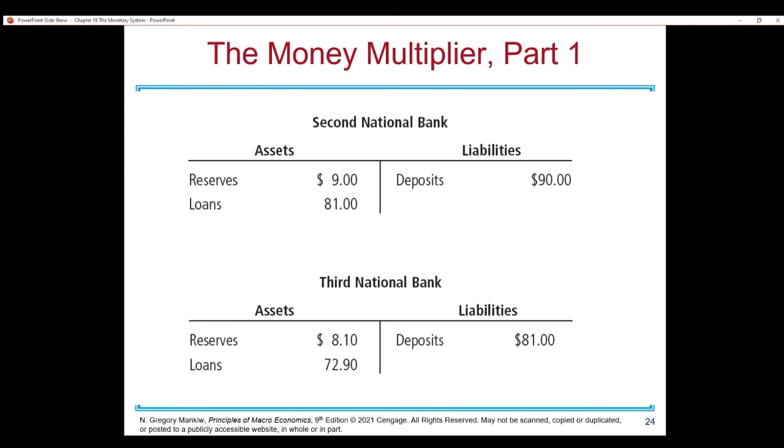And the first guy deposits it in the first bank. He deposits $100. The first bank loans out $90 to the second guy. Well, what is he going to do with his newfound money? He's going to deposit his check or his cash into his bank account.